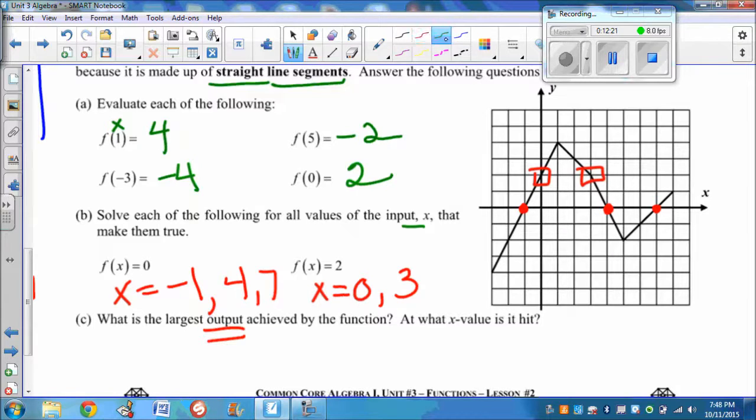Largest output, largest y value. That's the high point right there. So that largest y value is 1, 2, 3, 4. Y equals 4. At what x value is it hit? And the x value that goes with that is x equals 1.